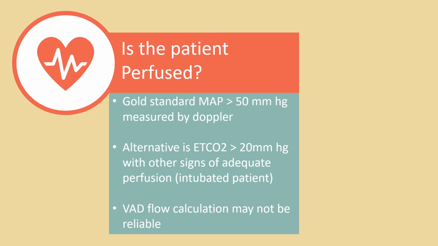So if it's high, it may not be indicative of high flow. If it's low, that's probably actually accurate and you do have a low flow. The point being, don't rely on that. You need to rely on actually measuring the MAP yourself.